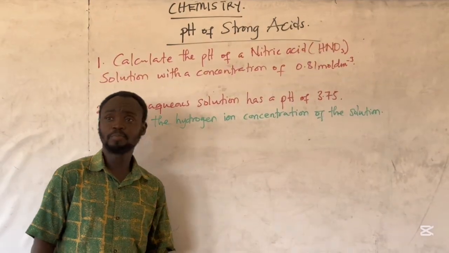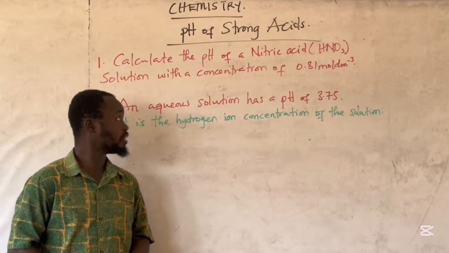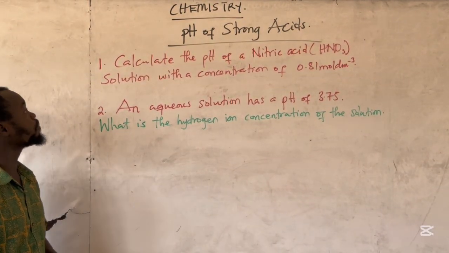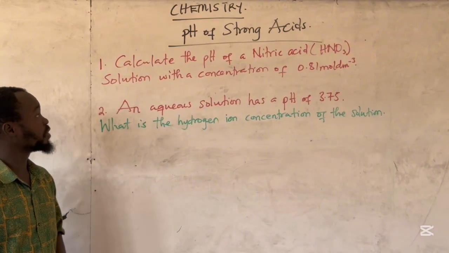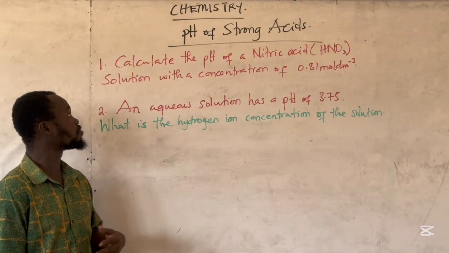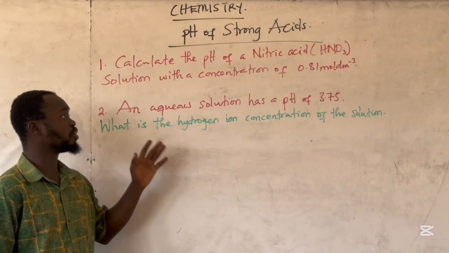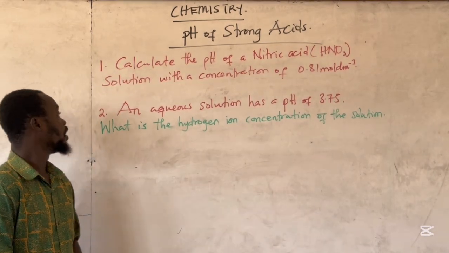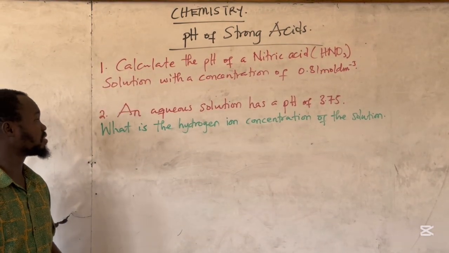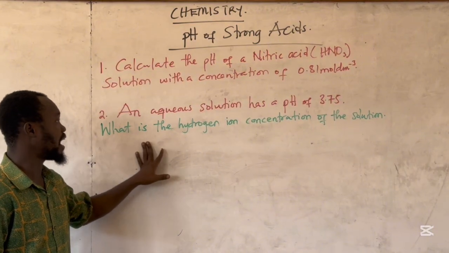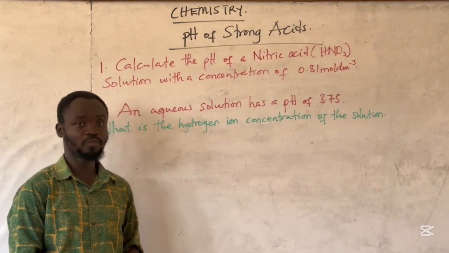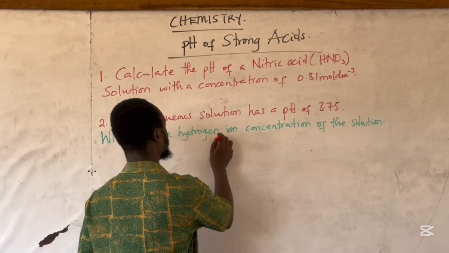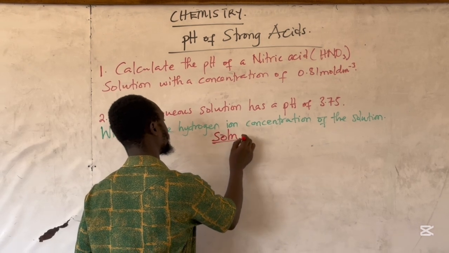So we are looking at the pH of strong acids. I have 2 sample questions here. Calculate the pH of a nitric acid, that is HNO3 solution, with a concentration of 0.81 moles per dm cube. And in the second question, an aqueous solution has a pH of 3.75. What is the hydrogen ion concentration of the solution? So now let's go through this.